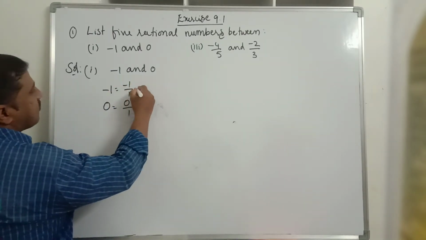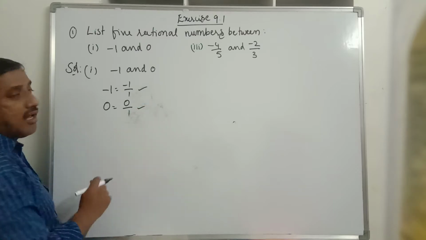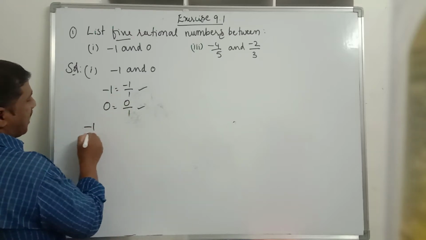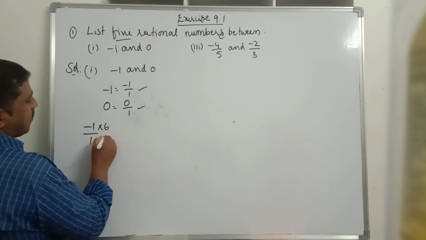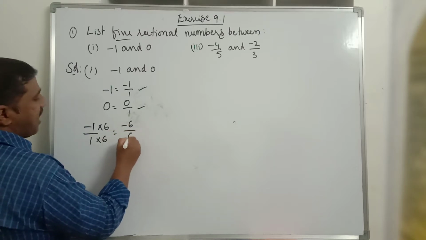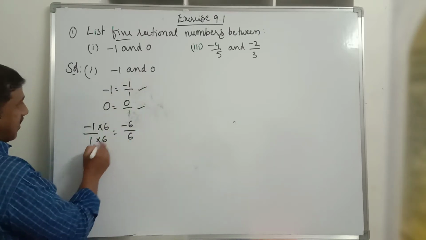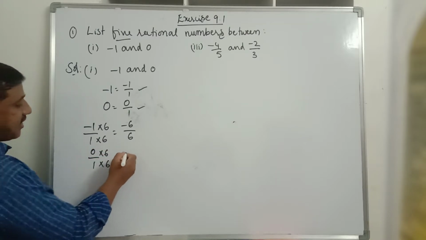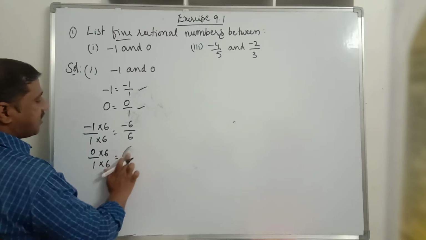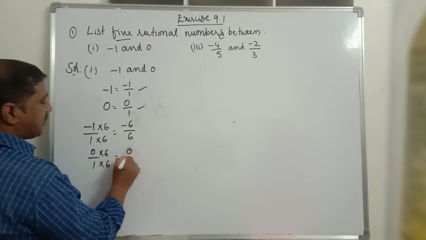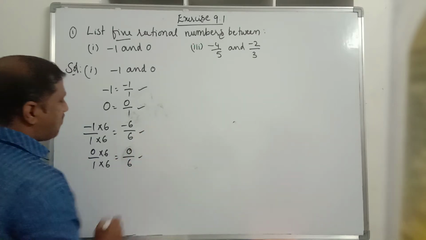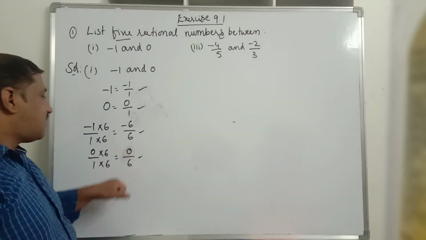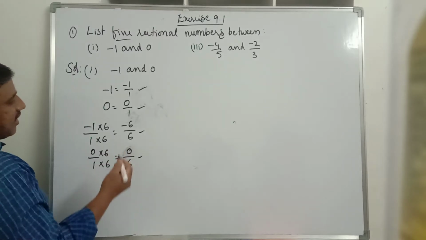Multiply these two rational numbers, -1 by 1 and 0 by 1, by 6, which is 1 more than the number of rational numbers. Therefore, -1 by 1 into 6 is equal to -6 by 6. The second one, 0 by 1, is multiplied by 6 on both: 0 into 6 is 0, and 1 into 6 is 6. Now we have two rational numbers with the same denominator, that is, like rational numbers, and 6 is the denominator. Now observe the numerators.